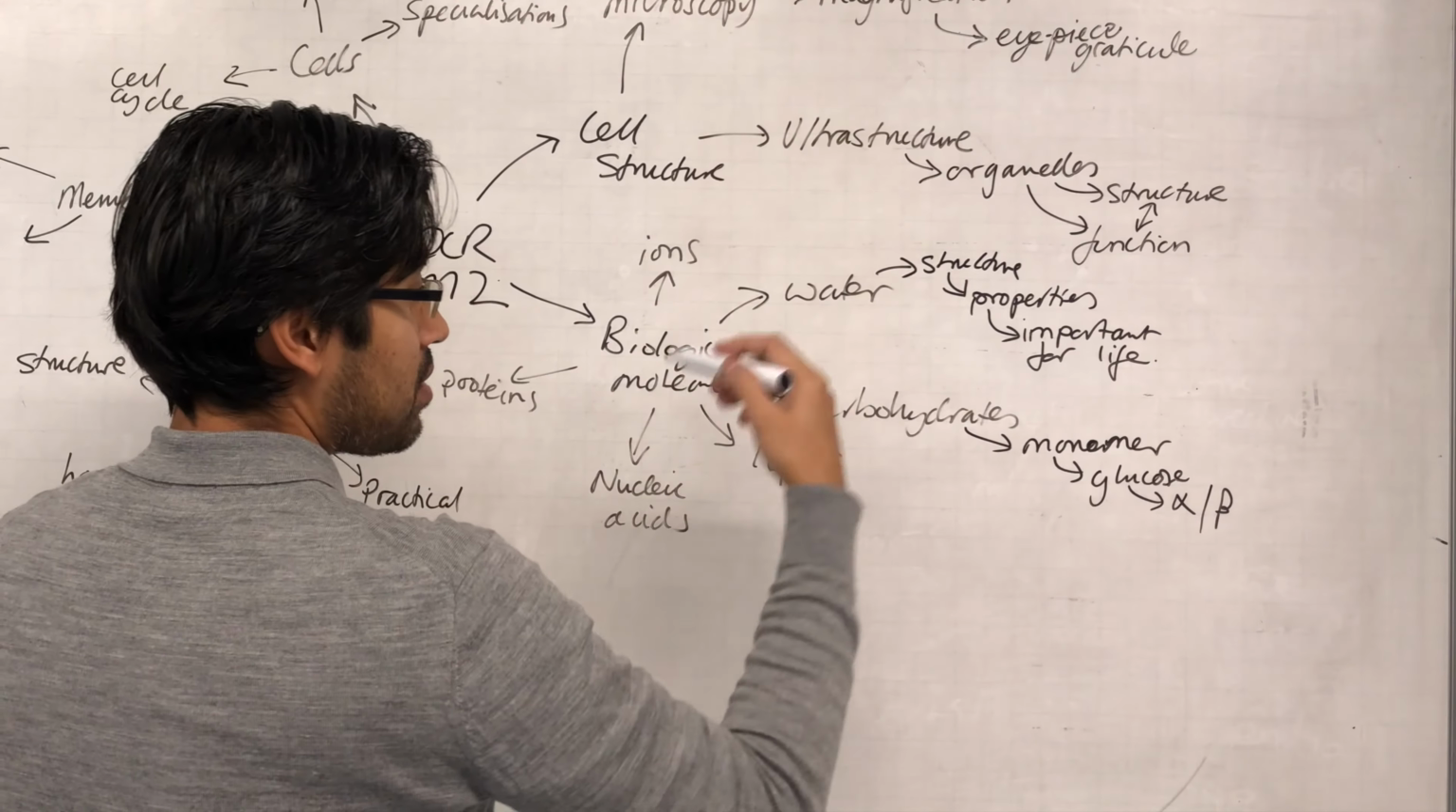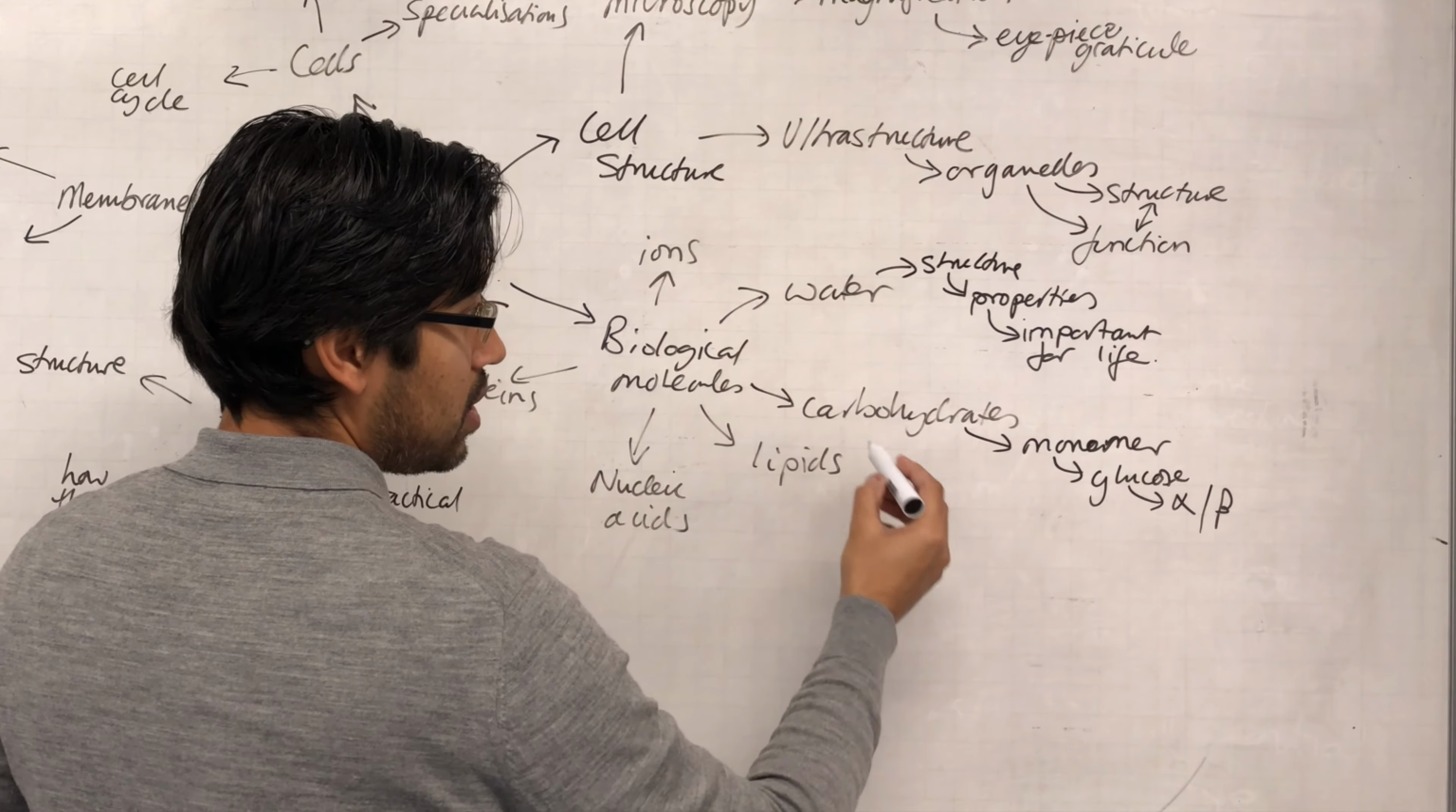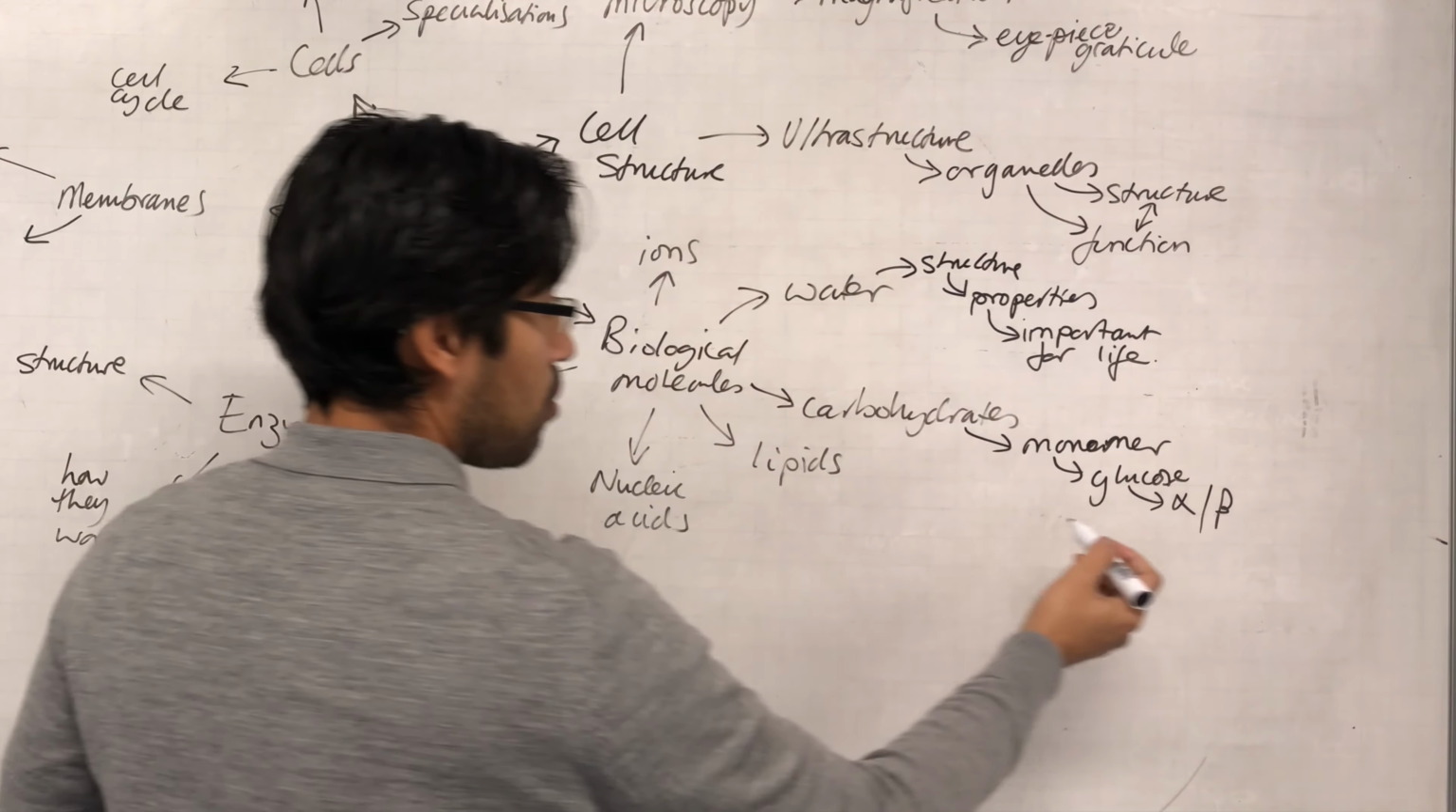So in terms of carbohydrates, there's a few examples that we need to be aware of in detail. So we've looked at our monomer here.